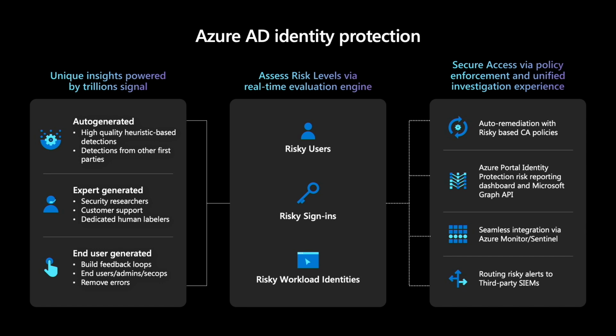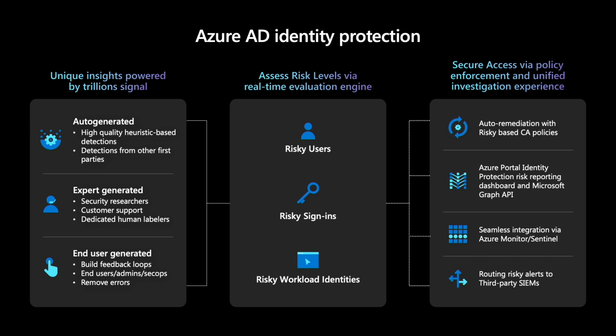At the heart of identity protection are the signals that power our risk engine. Our data science team creates heuristic-based detections that integrate into our machine learning system for best-in-class risk detection. We also integrate signals from security researchers within Microsoft, third parties, and law enforcement. This rich risk data is used to evaluate, both in real time and offline, whether users and workload identities are compromised. To best protect your organization's identities, we then provide reporting and automatic remediation capabilities.